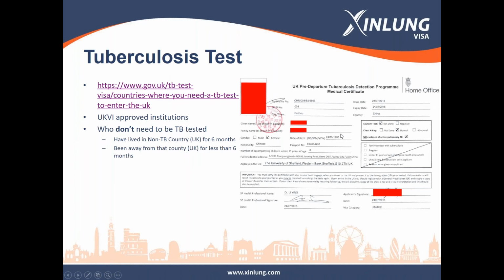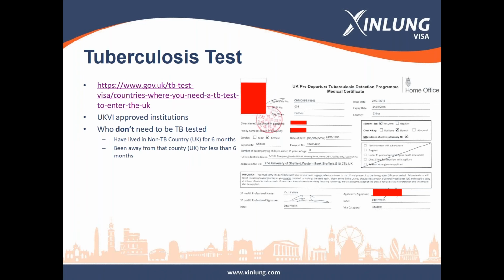Okay, once you pass your TB test, the institution will give you an official document with the Home Office logo on it, as you can see on the right-hand side. So this is the piece of paper that we need to include in our application. It has to be the original document with the institution stamp, with the UKVI logo, with all the details, and they are happy you don't have TB.